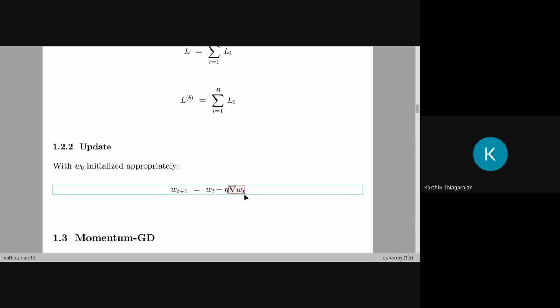Here, what is this grad t actually? This is the gradient of the loss function, actual notation, right? With respect to what? The weights. Okay, weights. But is this the full loss function?